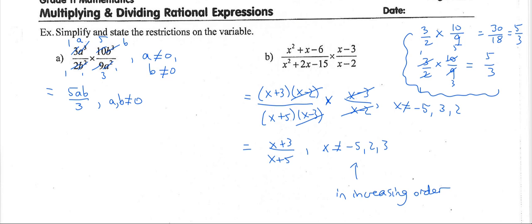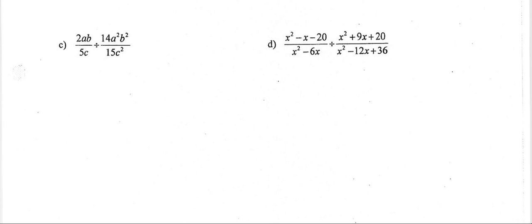That can't be reduced anymore. Remember, this x and this x, we cannot reduce them. The only way you can reduce something is if it's a factor of the entire numerator and the entire denominator, and then we can reduce them both.